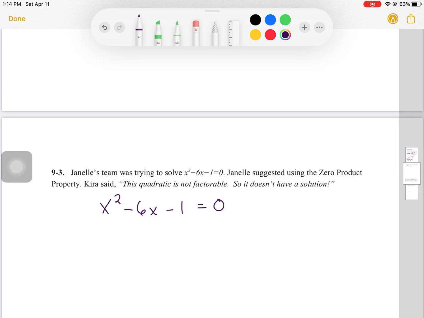We can't factor this. There are no factors of 1 or -1 that add up to 6. So this one isn't going to go into factored form nicely, and therefore we're not going to be able to come up with our x-intercepts that way. So Kira's saying, well, maybe it doesn't have a solution then.